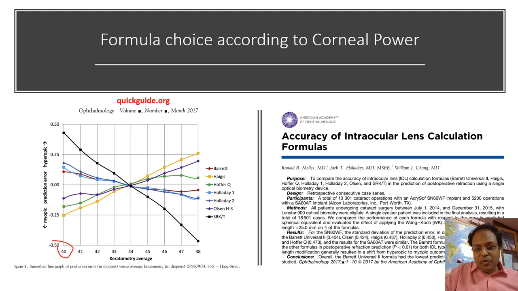However, the Barrett formula, it seems, was less susceptible to errors in case the patient's cornea is too steep or too flat. Another formula that also worked well with regard to the corneal power readings is the Holiday 1. It is a two variable formula, but it seemed that it is less susceptible to refractive errors with too steep corneas or too flat corneas.